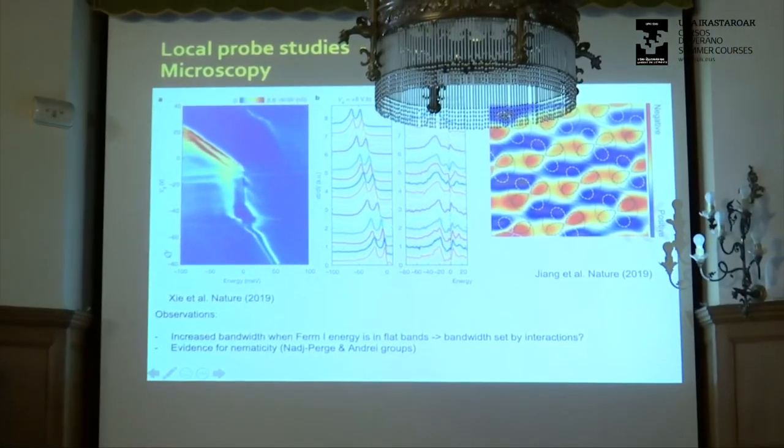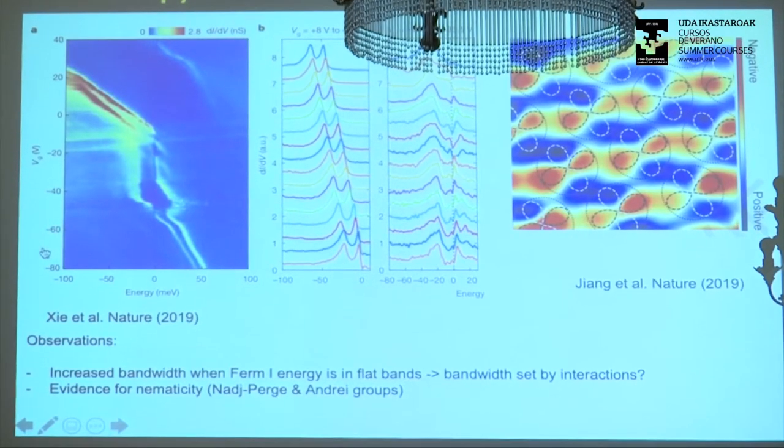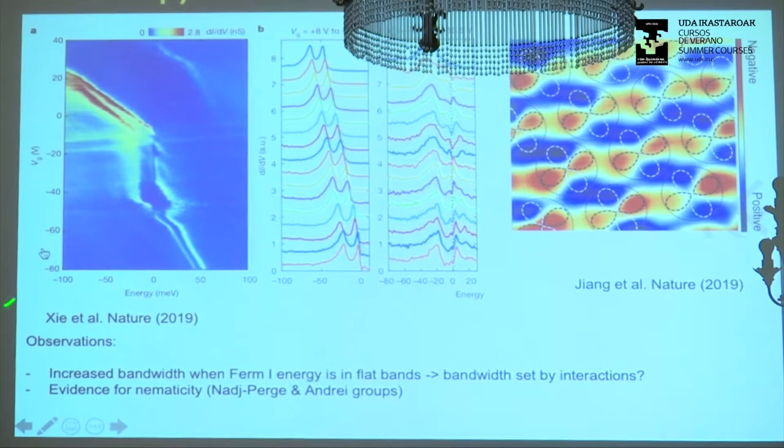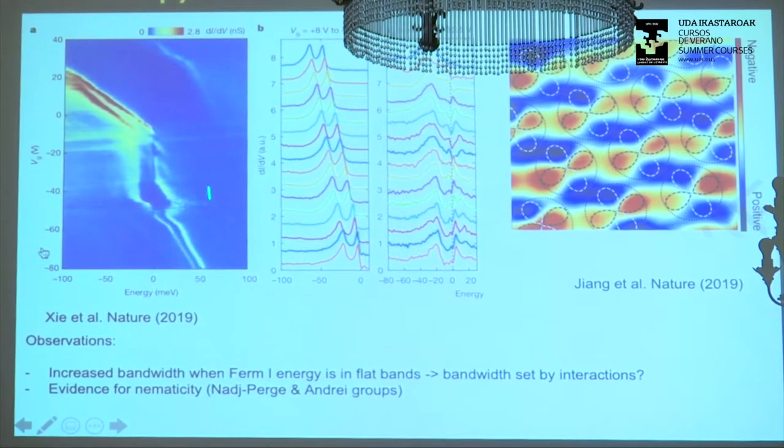And for example, one of the things that they can do is, the STM people are now learning how to use this gate voltage, and they're enjoying it a lot, to vary the density. So you can measure, this is gate voltage, this is energy or voltage to the STM tip. And what they see are these two features. These are the two Van Hove singularities. You can see them here. This is the region of the flat bands.